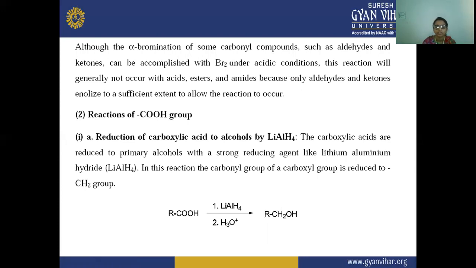Next is the reaction of your COOH group. So in this, first is the reduction of carboxylic acid to alcohol by lithium aluminum hydride, and in this the carboxylic acid is reduced to primary alcohol with a strong reducing agent like lithium aluminum hydride. So in the presence of this strong reducing agent, that is lithium aluminum hydride, this carboxylic acid gets converted to the alcohol.